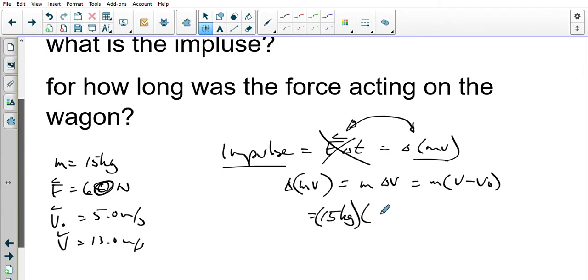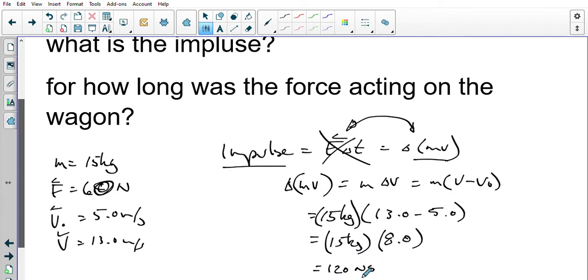So our mass is 15 kilograms, and our final velocity is 13.0 minus our 5.0. 13 minus 5 is equal to 8 meters per second. 15 times 8 is equal to 120 newton seconds. There's our impulse.